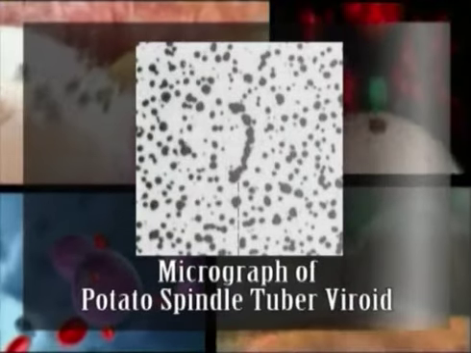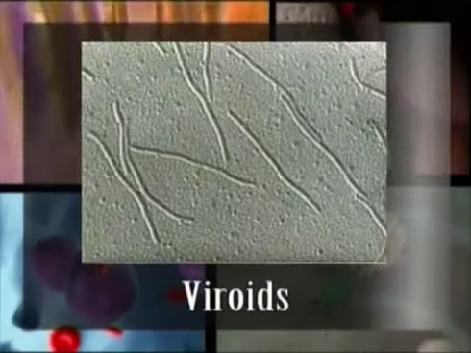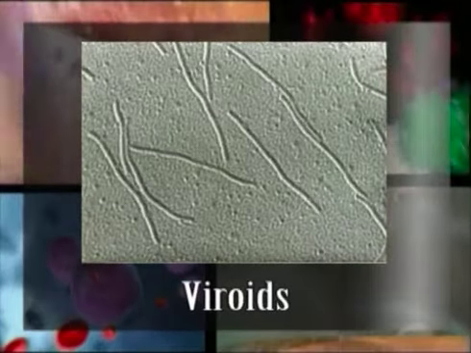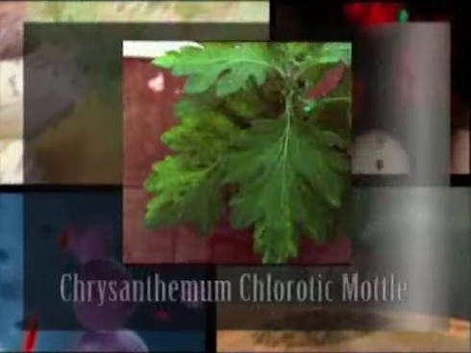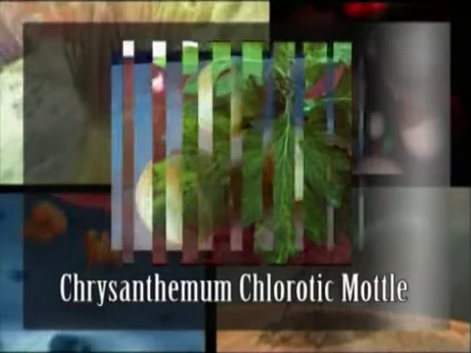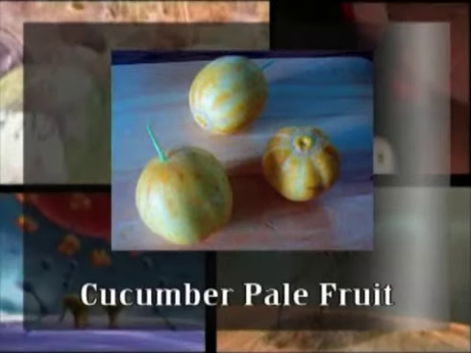Current research on viroids has revealed that they resemble introns in that they do not code for any polypeptide. Moreover, viroids have been known to cause disease in plants only. Chrysanthemum stunt, chrysanthemum chlorotic mottle, and cucumber pale fruit are some of the diseases of plants caused by viroids. For their replication, they completely depend upon host machinery, including the necessary enzymes.